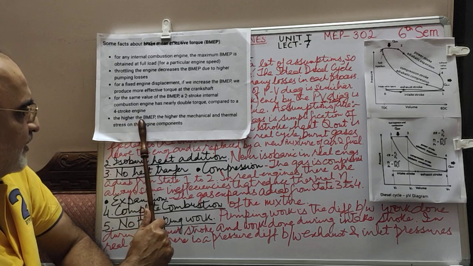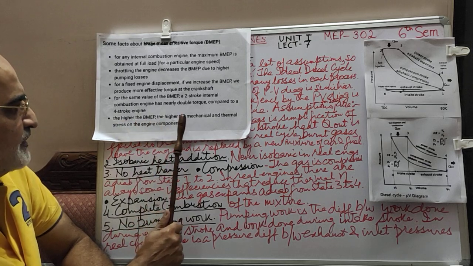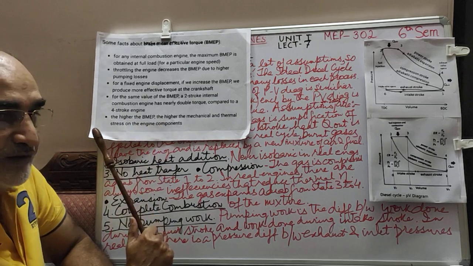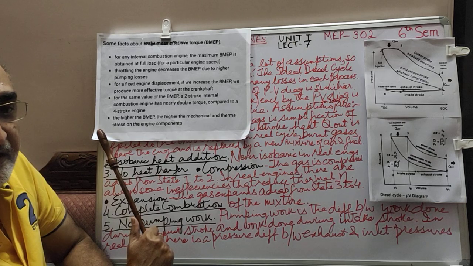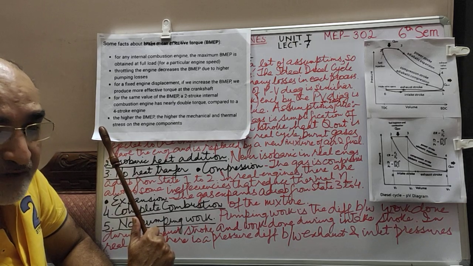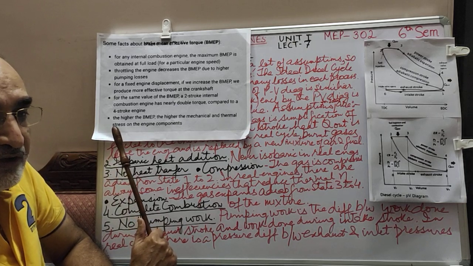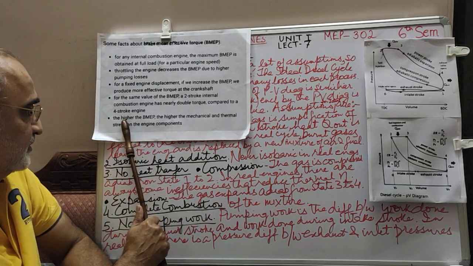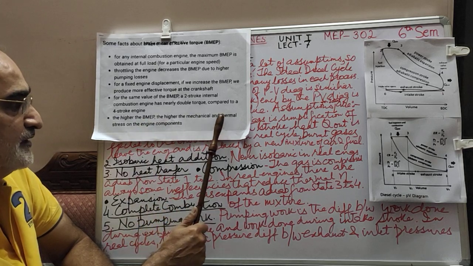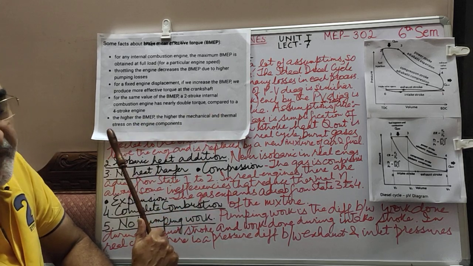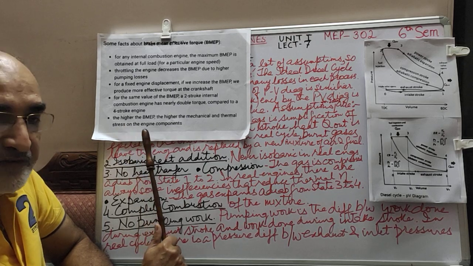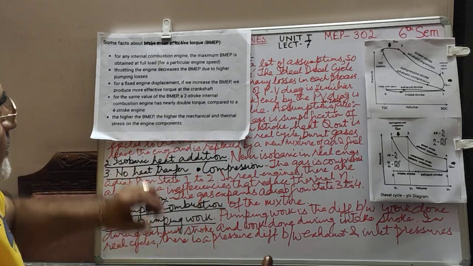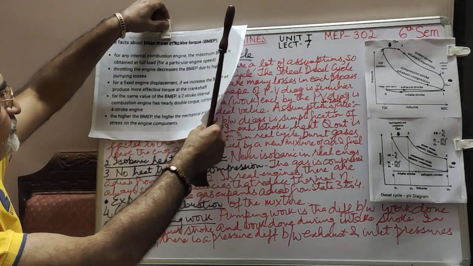The higher the brake mean effective pressure, the higher the mechanical and thermal stresses on the engine components. And that is why invariably the diesel engine is built more sturdy, heavier for the same power output, because it has a higher CR. That's why the engine needs to be very sturdy, and the diesel engine is always more sturdy than a petrol engine. So, these points I have made for you to keep in mind.